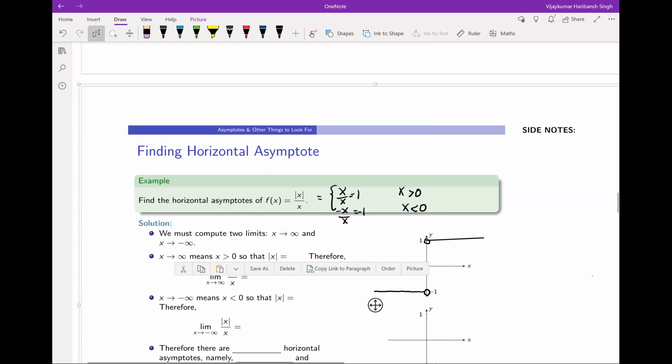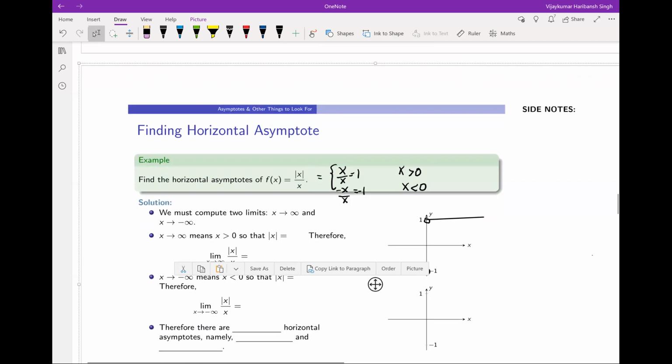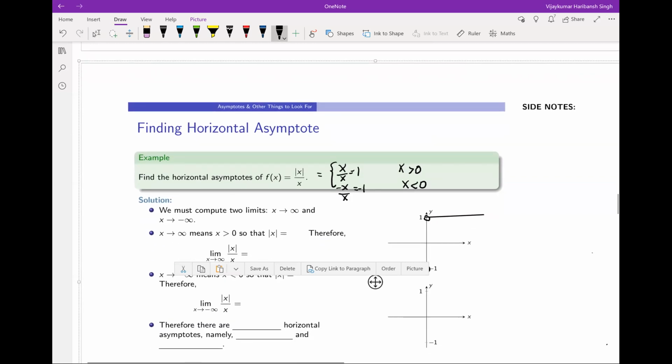Okay, so this is how the graph looks. There's a hole, it's constant. Now we want to compute the horizontal asymptote. So we must compute the two limits as x goes to infinity and x goes to minus infinity. So let's look at that.